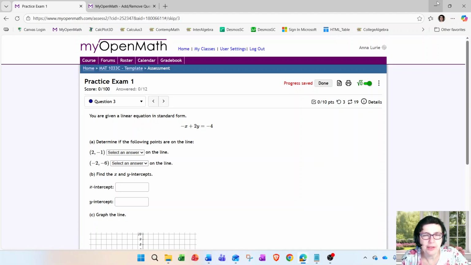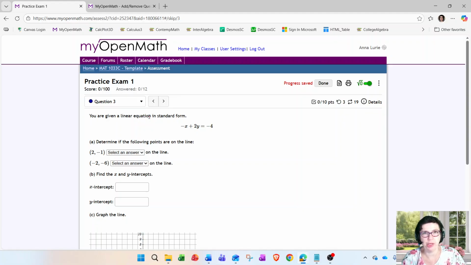Okay, guys, in this video, we are going to review linear equations in standard form. Okay, so why are they called standard form? That's because the variables are on the left, so you can see that x and y are on the left, and the numbers on the right. That's called standard form. So first, we're going to determine if the following 2 points belong to this line.